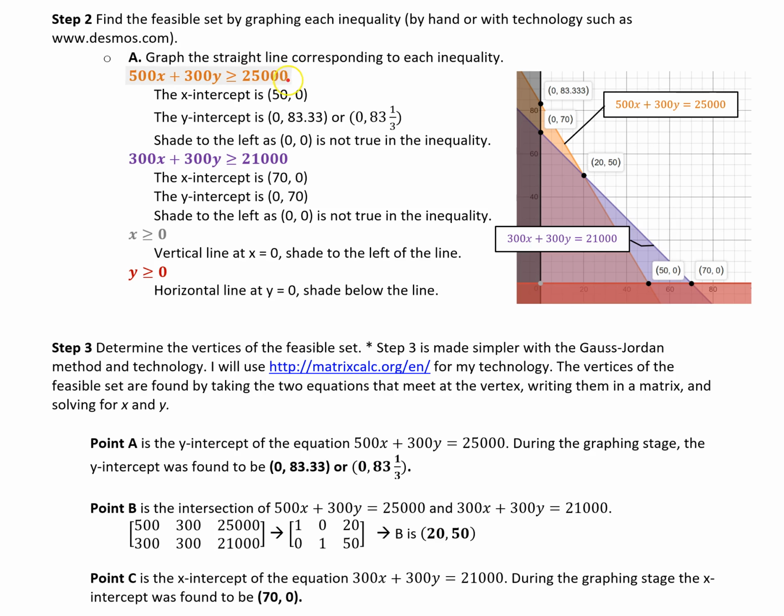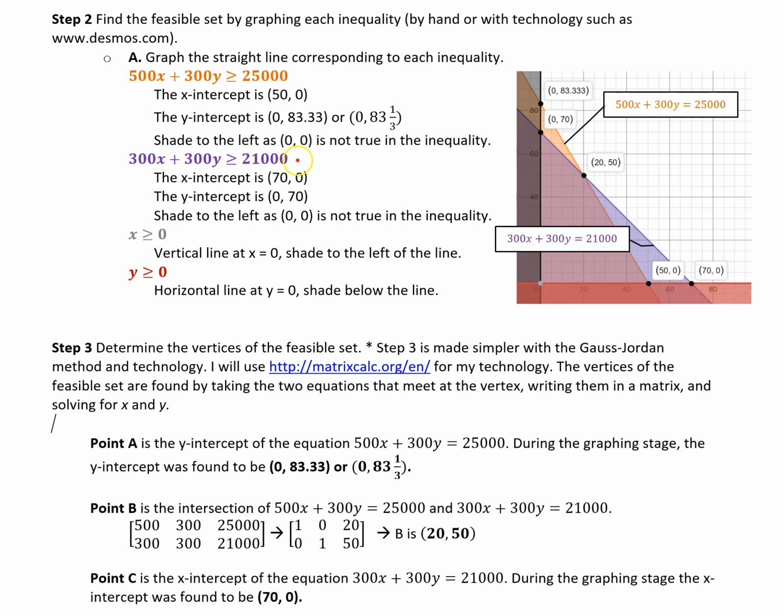First inequality was 500x plus 300y is greater than or equal to 25,000. Now this is in orange, and over on the right is the graph, which is in orange. We can see that the x-intercept is 50 down below, and the y-intercept was 83.333. This is also to be interpreted, that 0.3 repeating, as the fraction 1/3. Common decimals such as 0.3 repeating are supposed to be assumed that you know it's the fraction 1/3. I shaded to the left to show the area where the ordered pairs are not true.